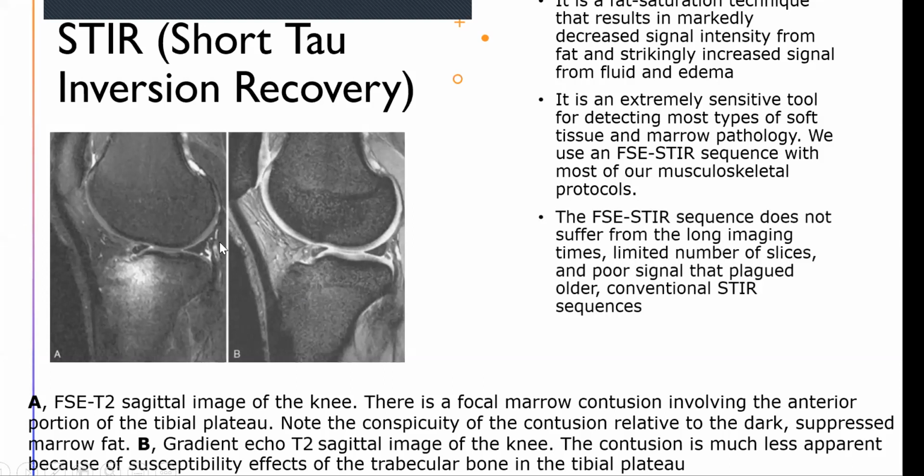So the STIR sequence does not suffer from long imaging time, limited number of slices and poor signal that plagued all the conventional STIR sequences. We can use a fast spin echo STIR. So whenever you see a STIR, this means a fast echo.